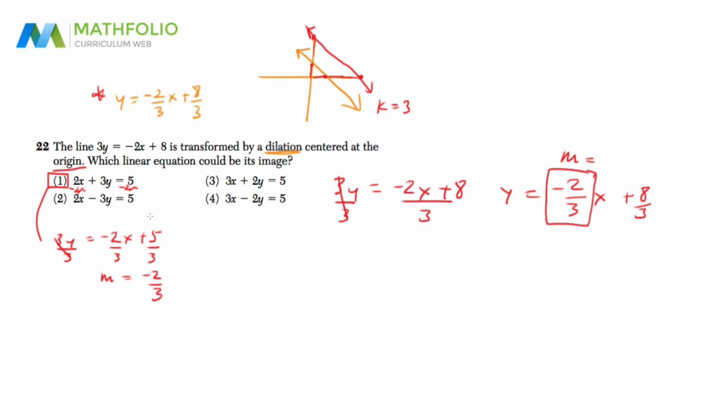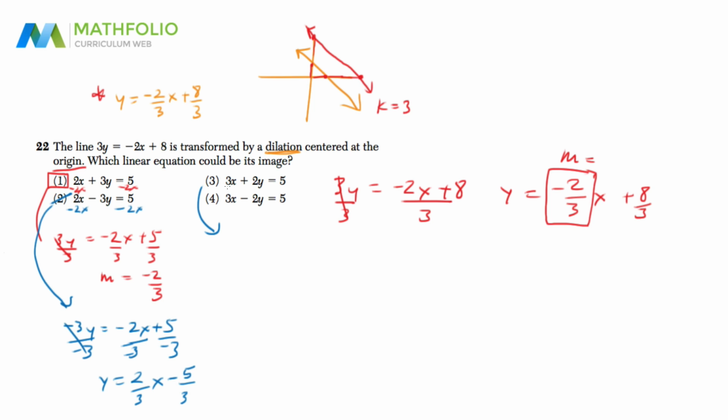Now, we could go through some of the others. Let me bring number 2 down here. If we subtract 2x from both sides, we end up with negative 3y equals negative 2x plus 5. And then by dividing by negative 3, we end up with y equals 2 over 3x minus 5 over 3. So that's not the right answer because it has a slope of positive 2 over 3. And then if we try 3 by subtracting the 3x first, we end up with 2y equals negative 3x plus 5. So divide everything by 2. We end up with y equals negative 3 over 2x plus 5 over 2, which is almost the same, except we need it to be negative 2 on top and 3 on the bottom.